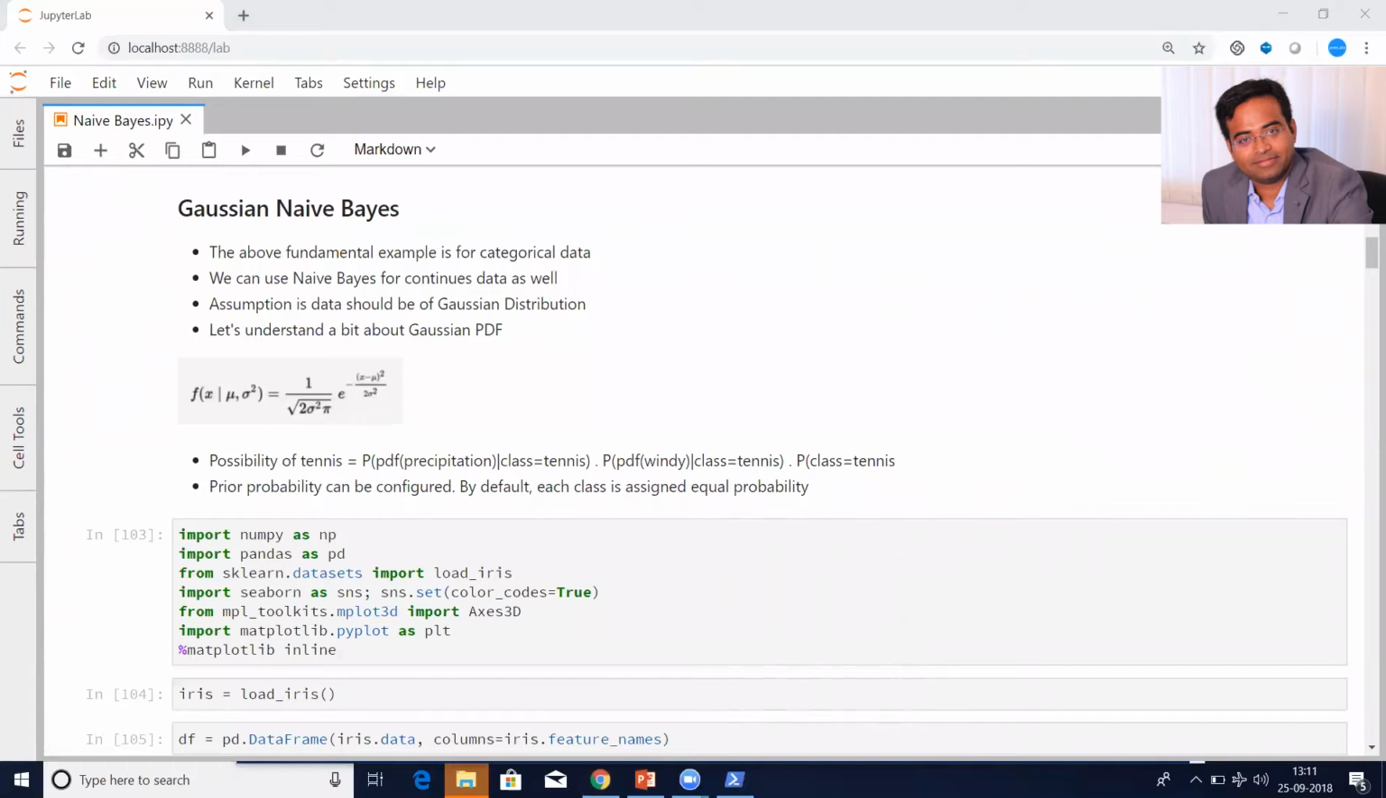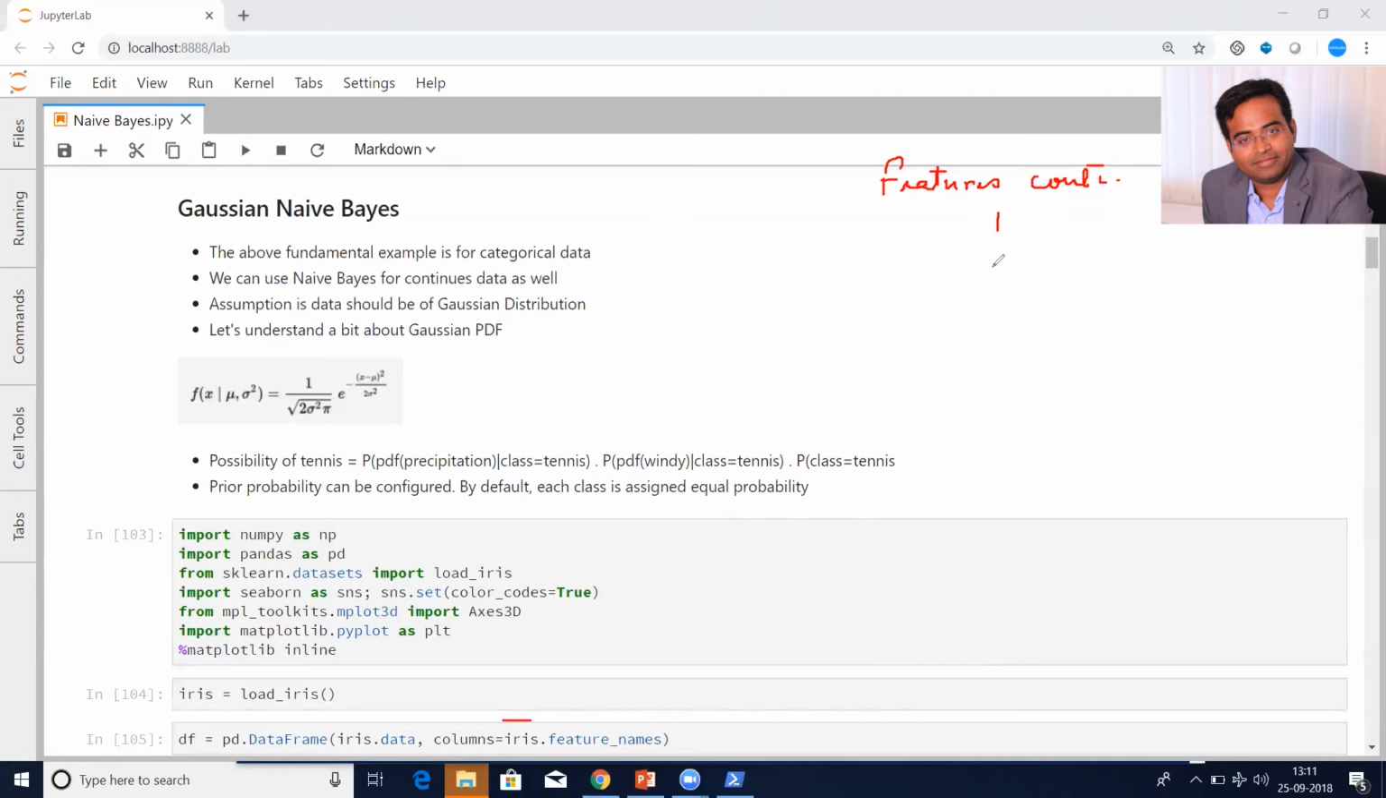But all we have seen so far is naive Bayes working for categorical data. How does it deal with continuous data? Because sometimes your features will contain continuous data. For example, we'll be taking the iris data. Iris has 4 columns: petal length, sepal length, petal width, sepal width. 4 columns, right? And all of them are continuous.